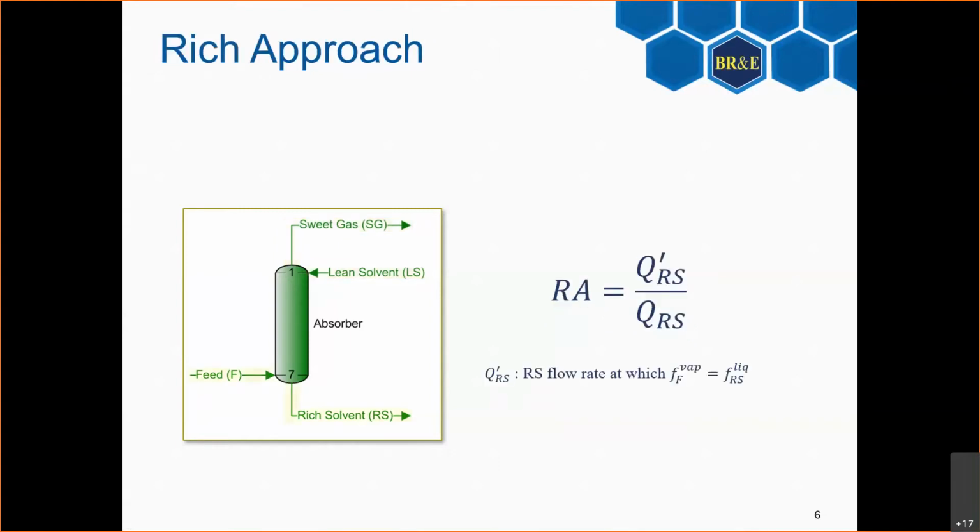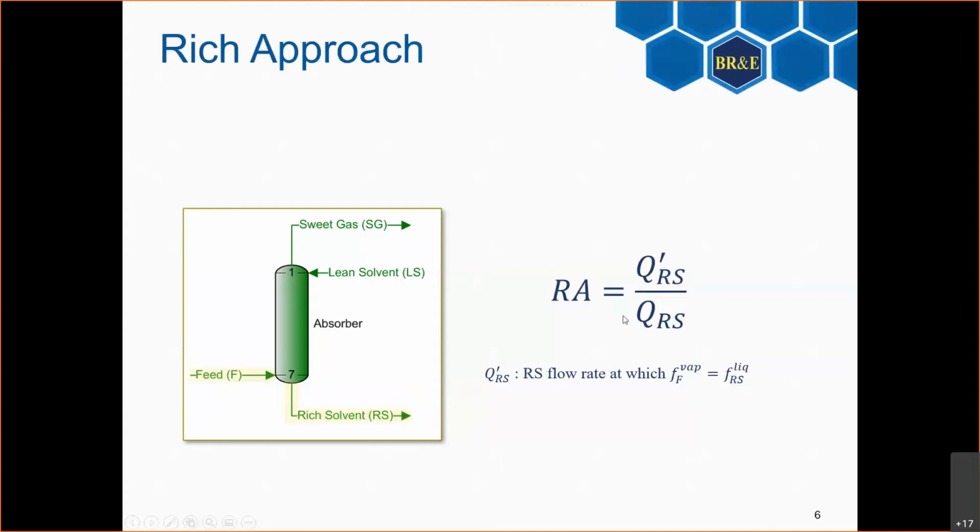Let's take a look at rich approach. This is where we're looking at the bottom of the absorber and the driving force between the sour feed and the rich solvent. As you can see, we are still using fugacities for the calculation, but in this case, we're using it indirectly. So we are basically figuring out this minimum or equilibrium flow rate of amine for which the fugacities are equal to each other, just like before. And we divide this minimum flow rate by the actual flow rate in our absorber.